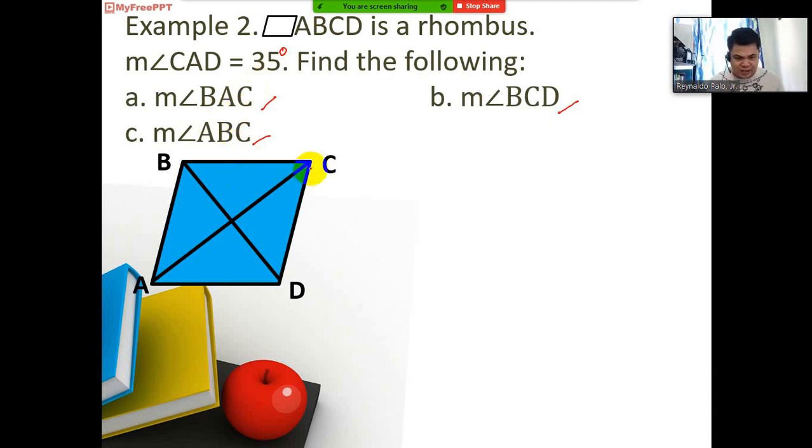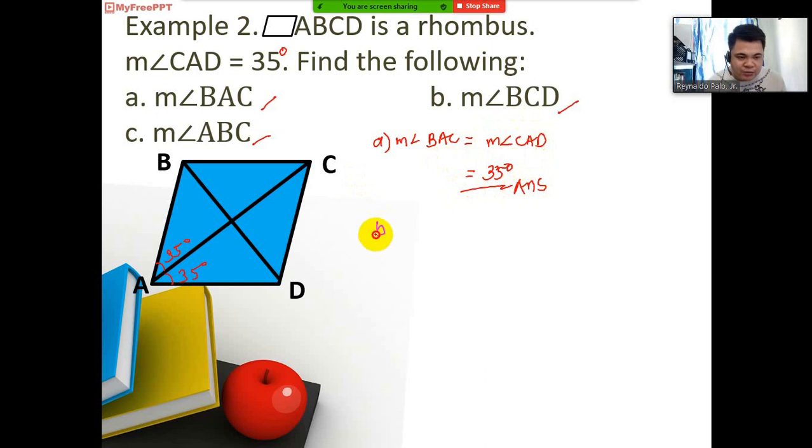So in this case, angle CAD measures 35 degrees. By applying the property diagonals bisect the angle, we can also say that this measures 35 degrees. Alright, so we will start from there. Now let's have letter A, the measurement of angle BAC. The measurement of angle BAC is congruent to, or equal to, the measurement of angle CAD. So therefore, we can say that the measurement of angle BAC is also 35 degrees. That's already one of the answers.